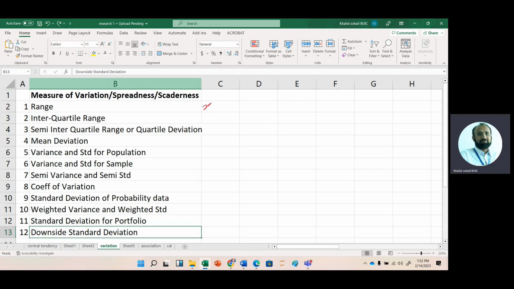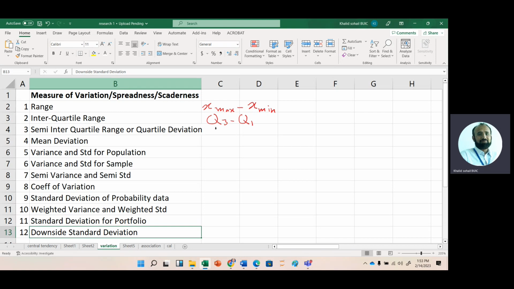Range is basically the difference of the maximum value and the minimum value in the data. It is not a good measure of variation. Then we have interquartile range. For this, we should have the quartiles. It is the difference between the first and third quartile. But in this measure, we almost ignore 25% of the data.